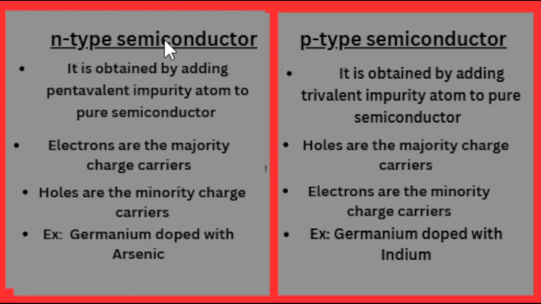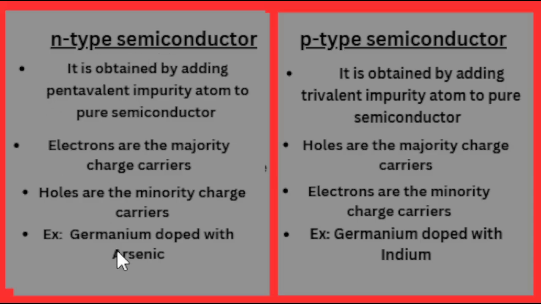Difference between N-type semiconductor and P-type semiconductor. N-type semiconductor is obtained by adding a pentavalent impurity atom to a pure semiconductor, whereas a P-type semiconductor is obtained by adding a trivalent impurity atom to a pure semiconductor. In N-type semiconductor, electrons are the majority charge carriers, whereas in P-type, holes are the majority charge carriers. In N-type semiconductor, holes are the minority charge carriers, whereas in P-type, electrons are the minority charge carriers.